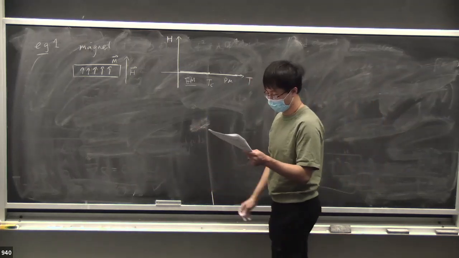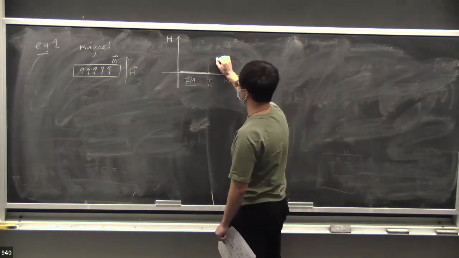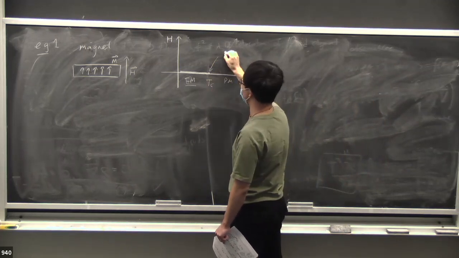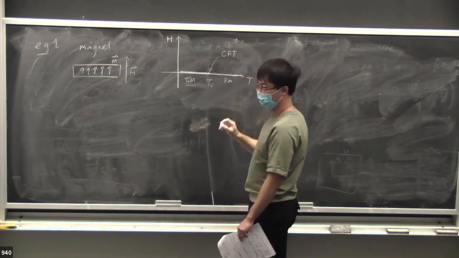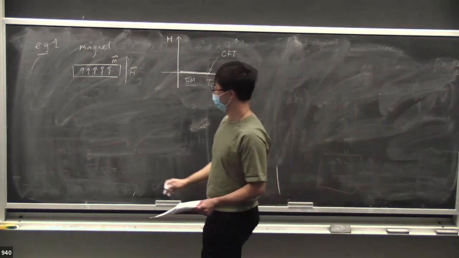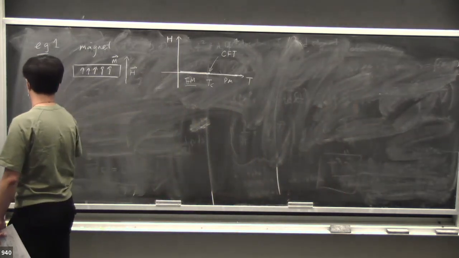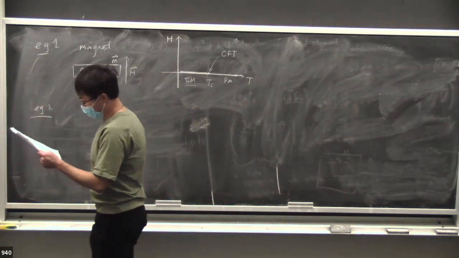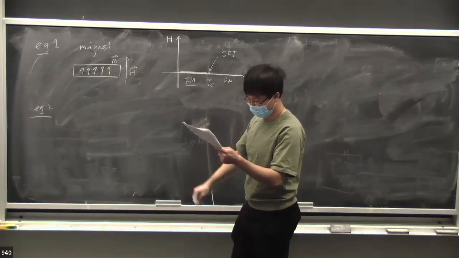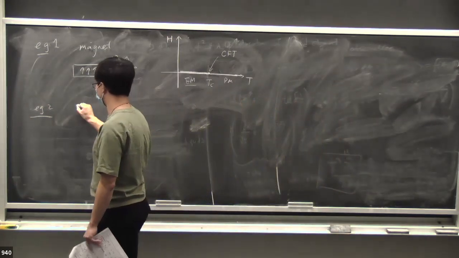and you lose magnetization. The claim is that the physics near this transition point is described by a CFT. I'll tell you momentarily what the CFT is. Example number 2, at the same level of familiarity: boiling water.